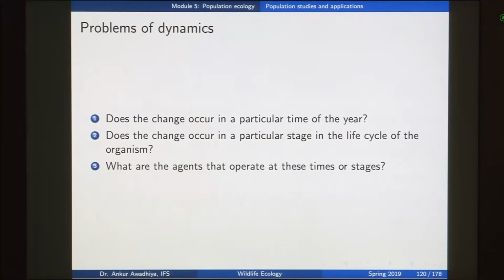The first one is, you will ask the question, does the change occur in a particular time of the year? So, for instance, if we are talking about the whales that are there in the ocean, we can ask the question, when do these animals breed, when do they have the young ones, and when is the time when they are getting poached. So, are these things having some amount of temporal distribution? So, you have births only in a fixed season, probably you have poaching only in a fixed season. So, this is the first question that you will ask. The second question is, does the change occur in a particular stage in the life cycle of the organism?